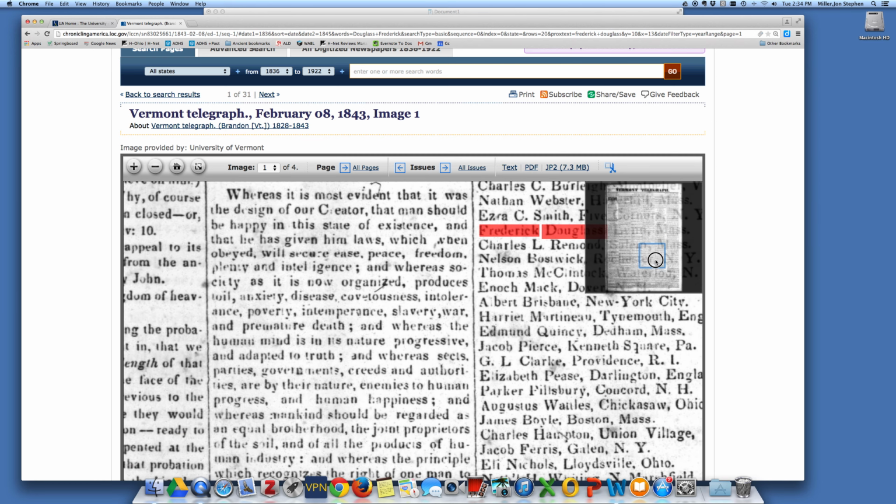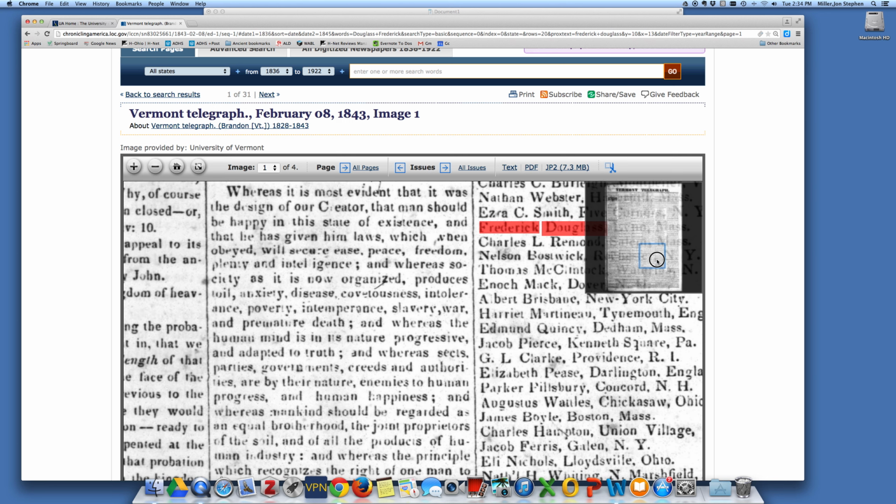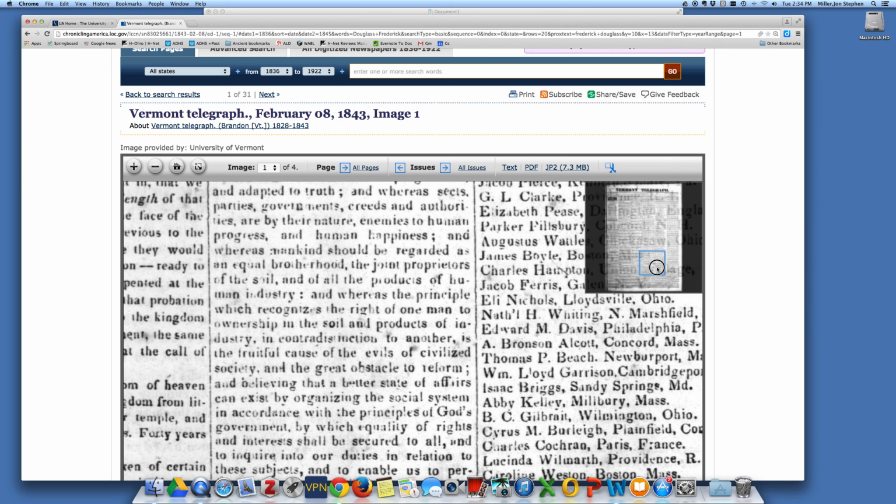Their constitution says that they like peace, freedom, plenty, and intelligence. That's a good thing to like. And they're against toil, anxiety, disease, covetousness, intolerance, poverty, intemperance, slavery, war, and premature death. Those are good things to be against. What is the name of this?